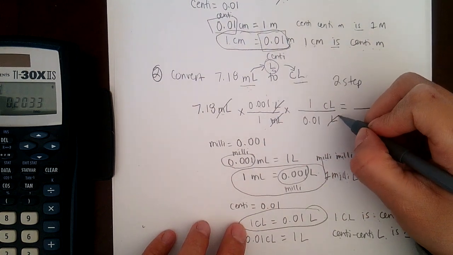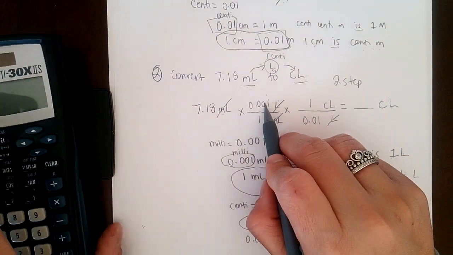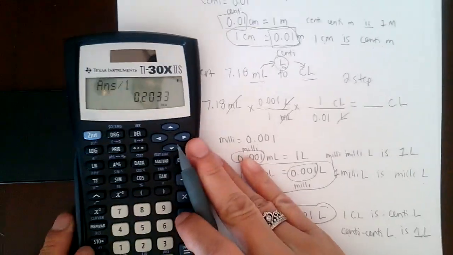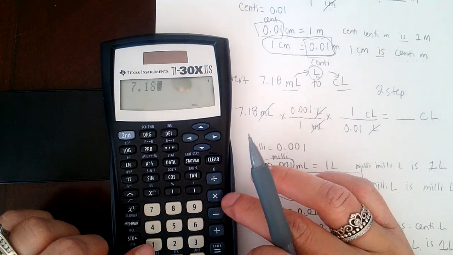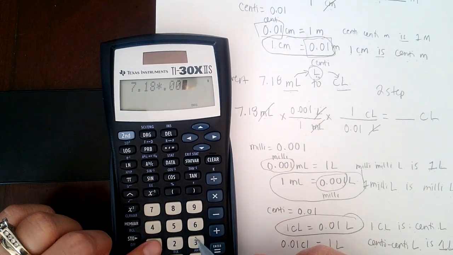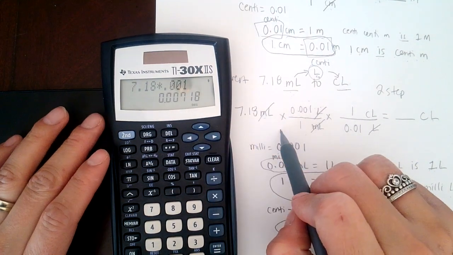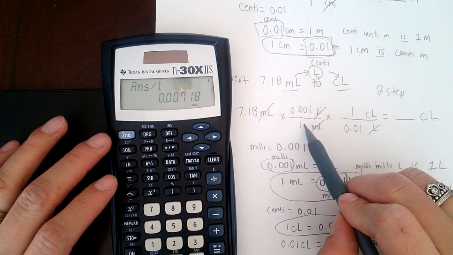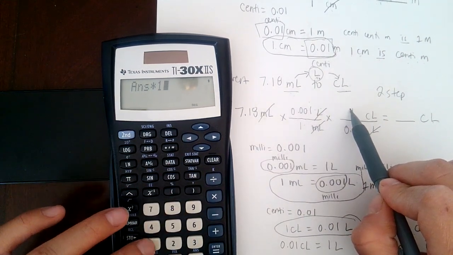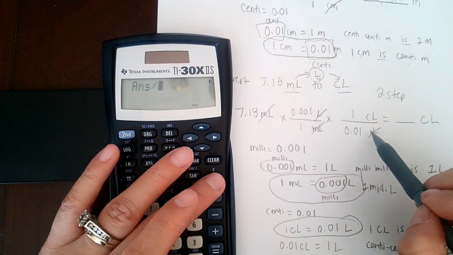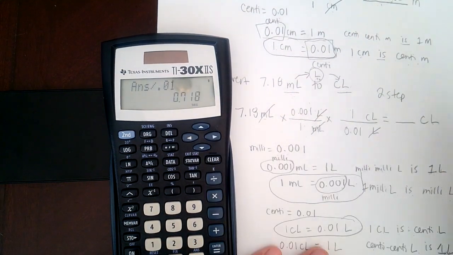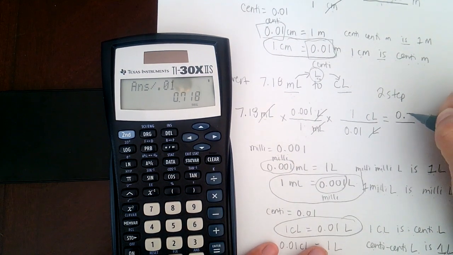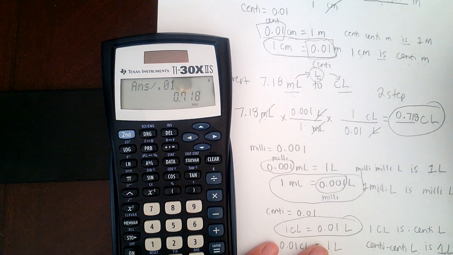of liters, okay? So in your calculator, you are multiplying 7.18 first, times 0.001, and then you're dividing by 1, okay? And then you're multiplying by 1, and then you're dividing by 0.01. And that should give you your final answer. So your final answer should be 0.718 centiliters. All right? And now we have our final answer for centiliters.